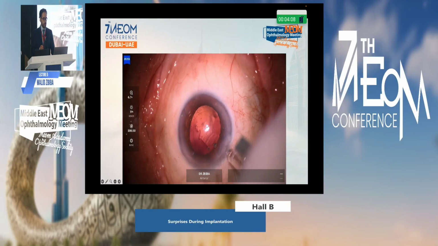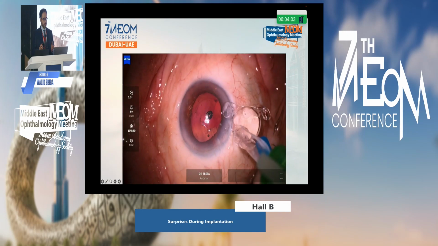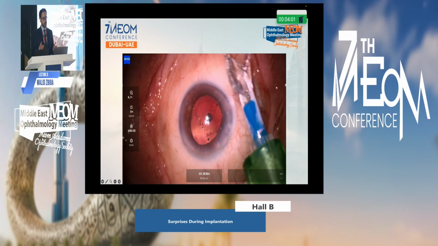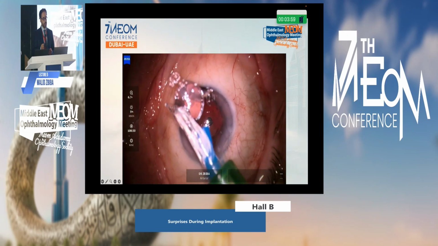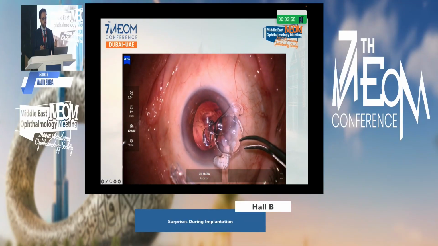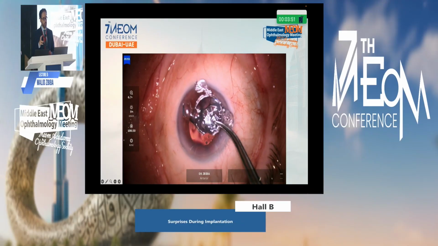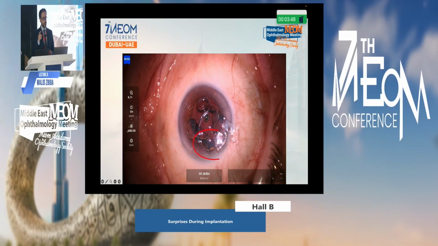And here is another situation, when the surgeon ignores signs of resistance during implantation, we can damage the cartridge and lose the IOL. So we have to add OVD in the cartridge to avoid this situation.